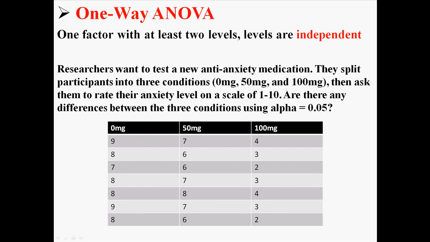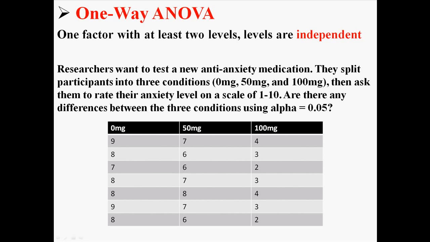Researchers want to test a new anti-anxiety medication. They split participants into three conditions, 0 milligrams, 50 milligrams, and 100 milligrams, then asked them to rate their anxiety on a scale of 1 to 10. Are there any differences between the three conditions using an alpha of 0.05?